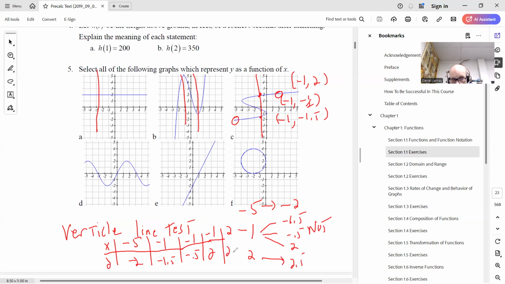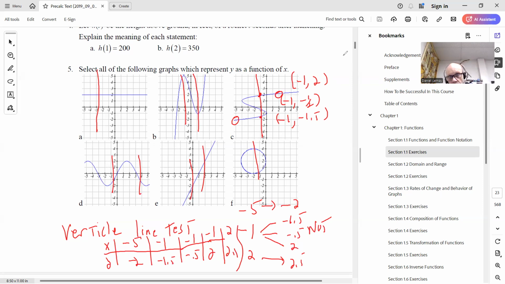So that's 2.1. So you see how that x repeats. If x is repeating, it better have the exact same y values. Otherwise, it's not a function. So that's not a function either, right? And this is certainly a function, because it's only crossing the axis once. The x only gives us one value.